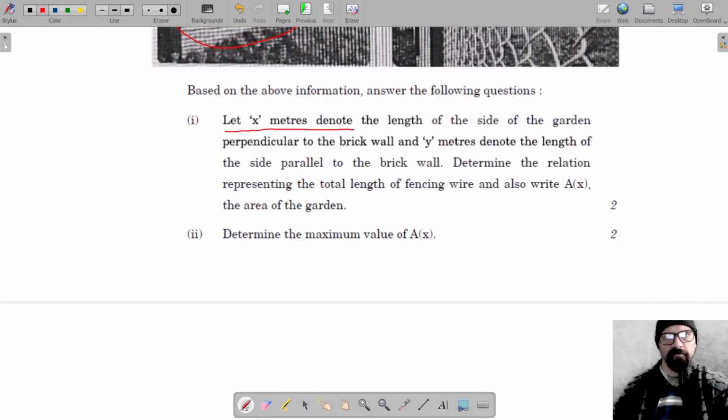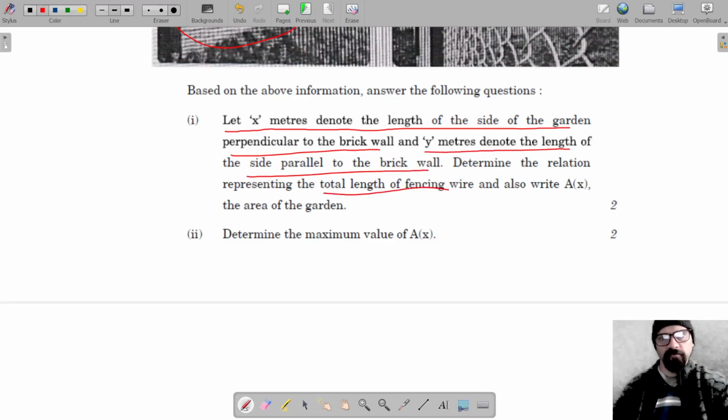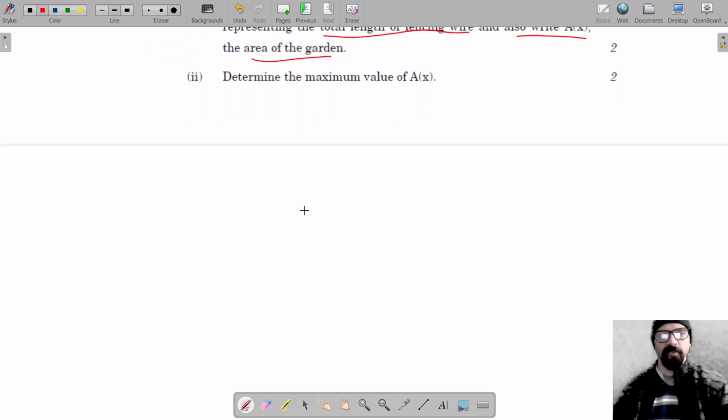Let x meter denote the length of one side of the garden perpendicular to the brick wall, and y meter denote the length of the side parallel to the brick wall. Determine the relation representing the total length of fencing wire and also write A(x), that is, the area of the garden. Okay, so let's draw a picture first.